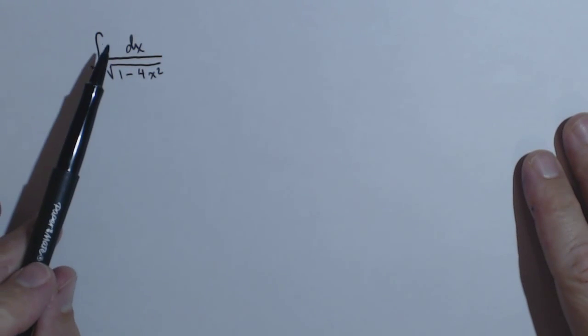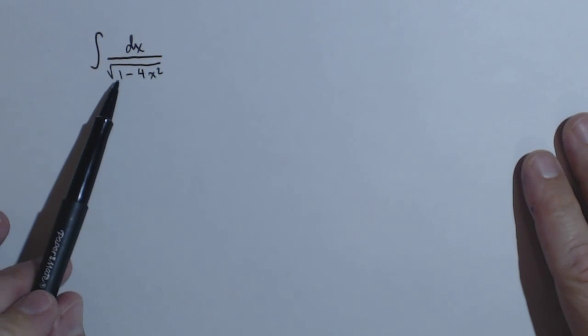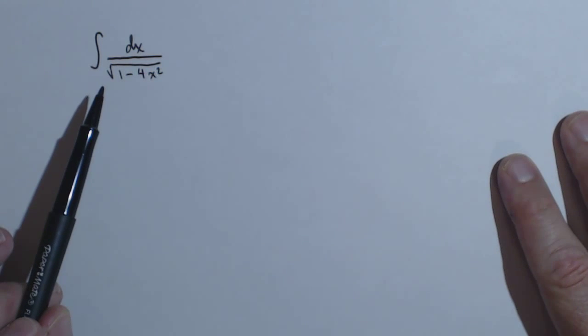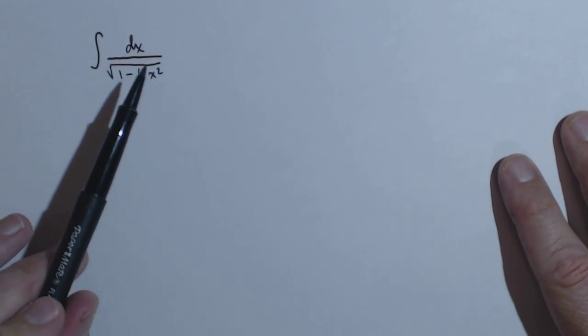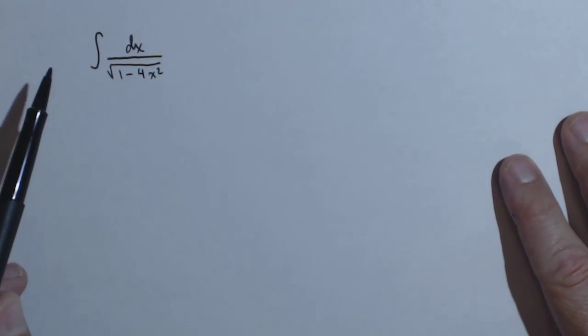So in this video, we're going to do the integral of dx over the square root of 1 minus 4x squared. One option is you might recognize it as an arcsin and can do it with a u sub. In this video, we're going to do it as a trig sub.